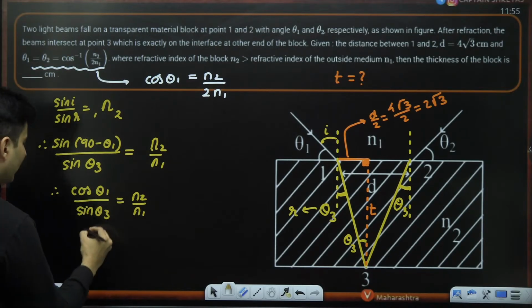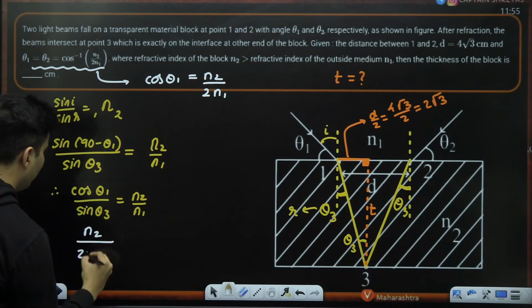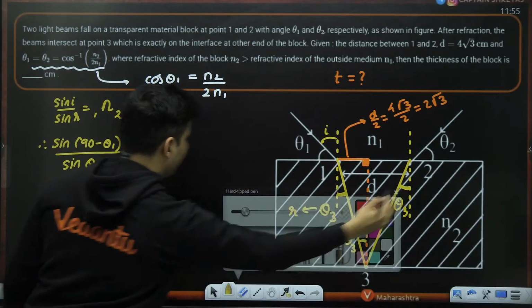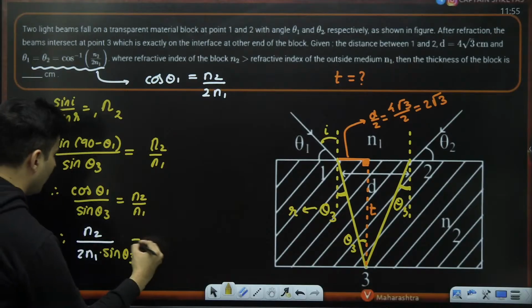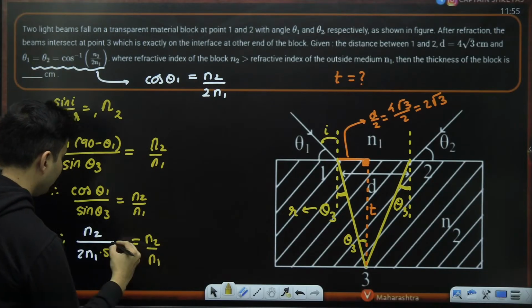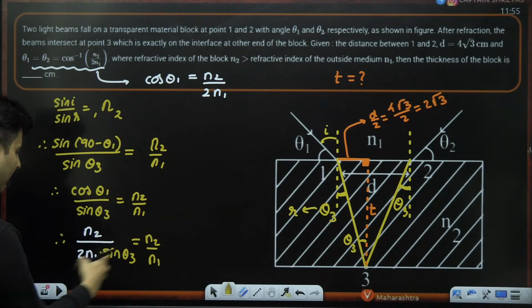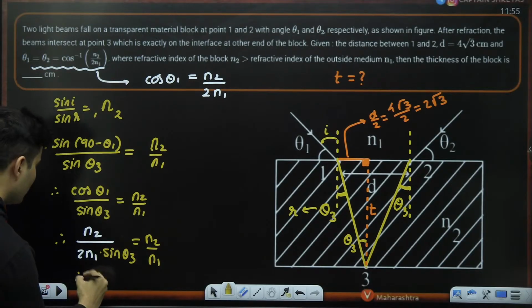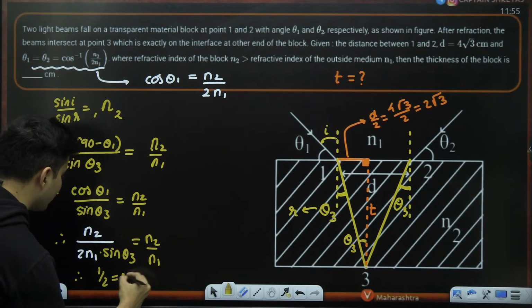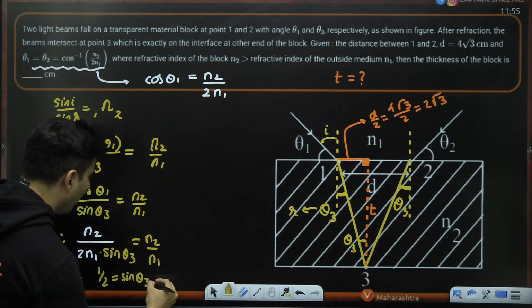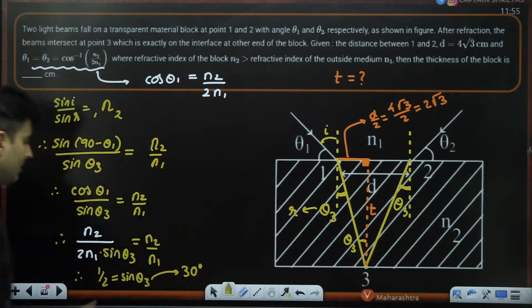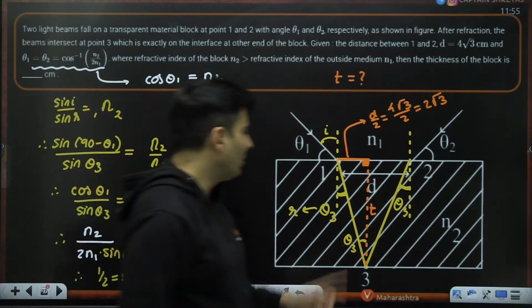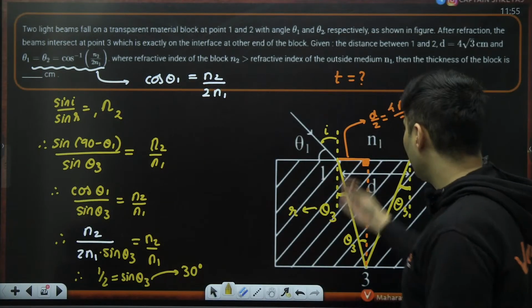So cos theta 1 will be N2 divided by 2 times N1. Perfect. And this is nothing but sine of theta 3 equal to N2 by N1. So N2 and N1 get cancelled. So 1 by 2 is sine of theta 3. Immediately I will get theta 3 as 30 degrees. Sine 30 is half. I found the angle, guys. There is nothing great left in the problem.